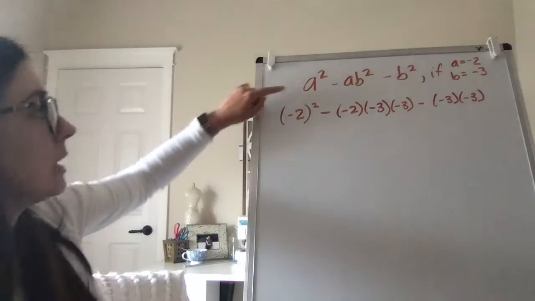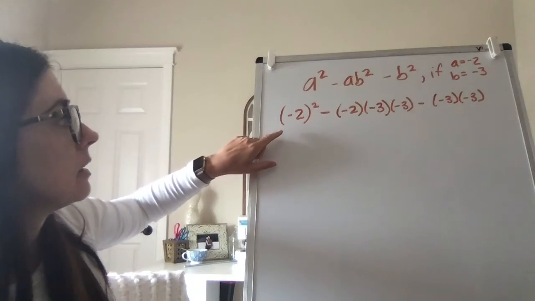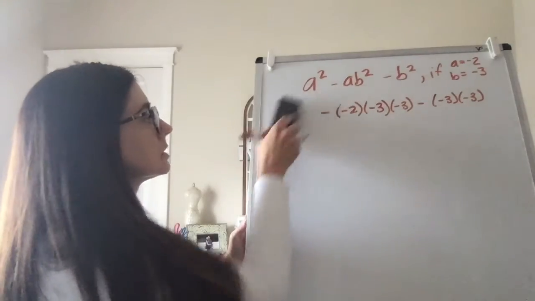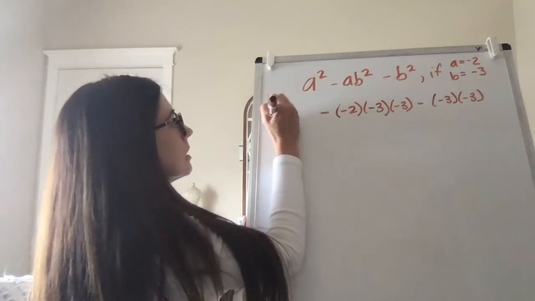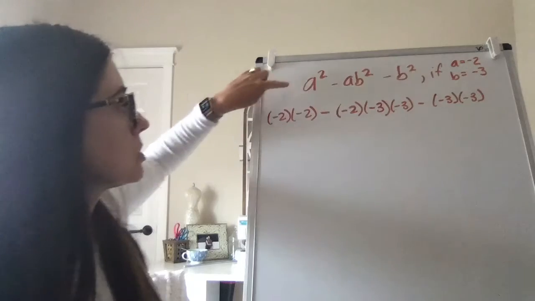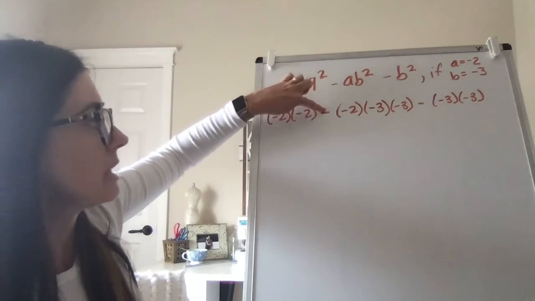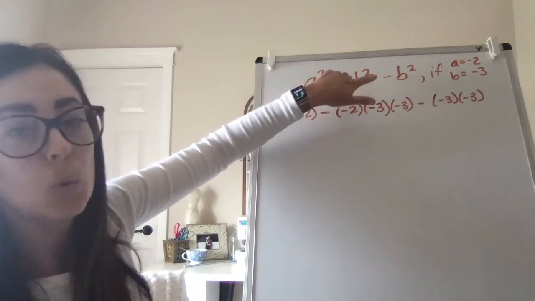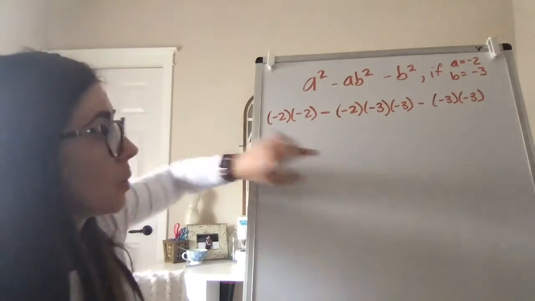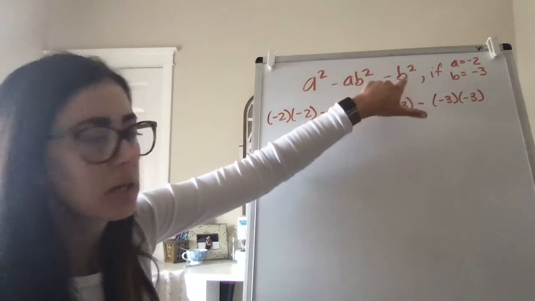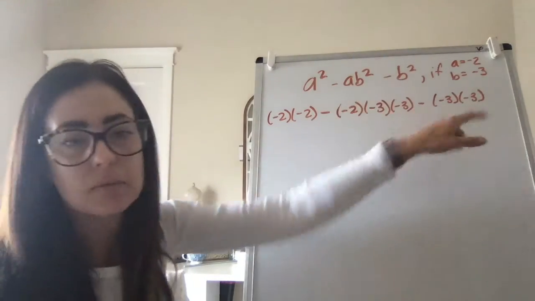So let's review. A squared, I'm going to actually expand that out. Sorry, you guys. Negative 2 times negative 2. Okay, so a equals negative 2, so I have negative 2 times negative 2. Brought my sign down, minus. A is negative 2. B squared means b times b. So we have negative 3 times negative 3. Bring our minus sign down. Another b squared means negative 3 times negative 3.